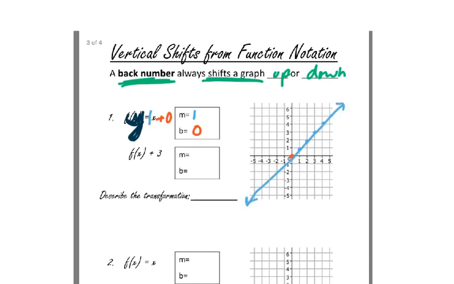Okay, that's my original parent function. Now it says, take that parent function and shift it up 3. Change your back number to a 3. So that means my slope is still 1. I didn't touch the slope. But my new back number is a positive 3. So that's my y-intercept, and now I'm going to shift up 1 over 1.